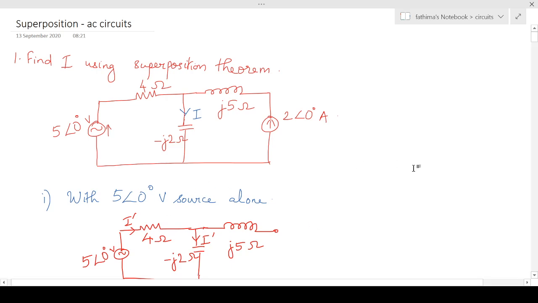So hello everyone. In today's class we'll see how to apply superposition theorem for AC circuits. So this is the first question. You are asked to find the current flowing through J2 ohm.